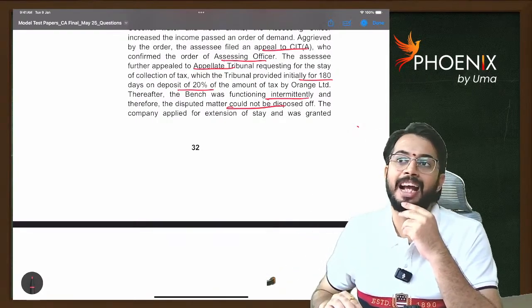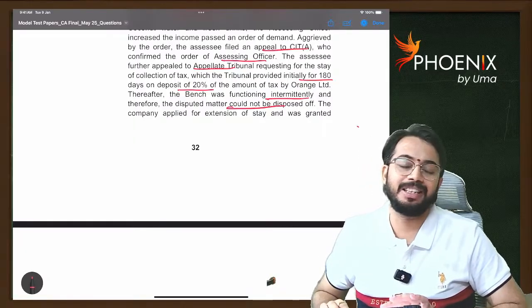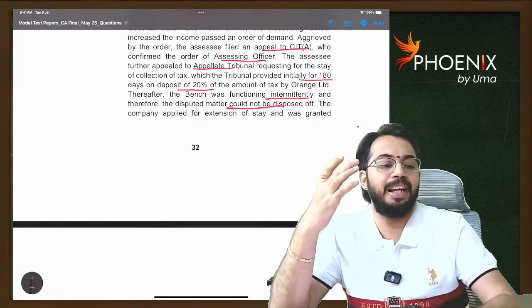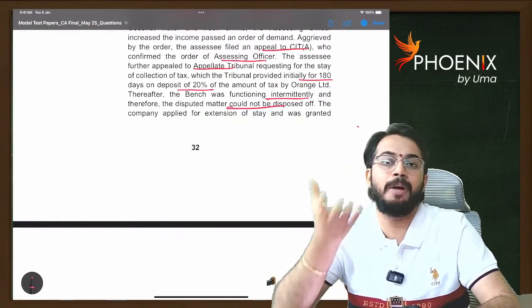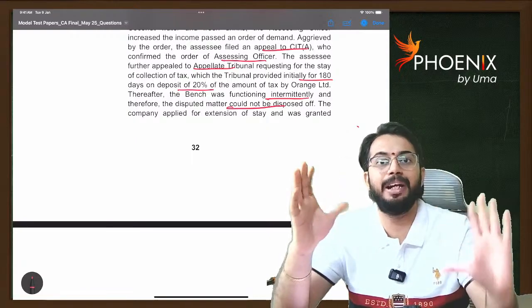Because direct taxation, whatever this concept is, if I explain in the evening, it is also tough for you to absorb the concept. With a fresh mind in the morning you can easily absorb.